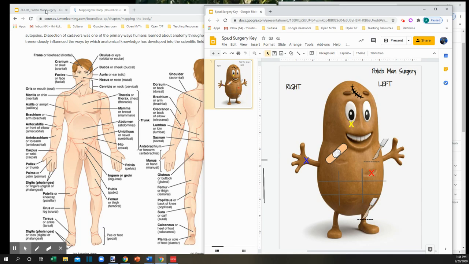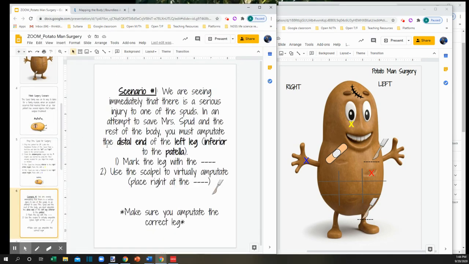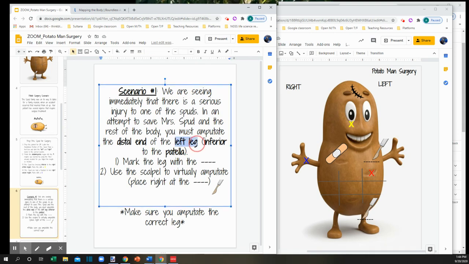Next, we saw that there was a serious injury and the leg needed to be amputated. It's a very specific leg. It wasn't just a guess. The left leg needed to be amputated. Again, that's why it was important to have these anatomical directions labeled. This is the left side. So you're looking at amputating the left leg, specifically inferior to the patella. That just meant the distal end, so it's going to be the lower half, inferior to the patella.